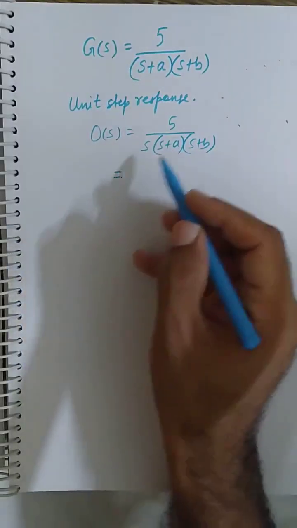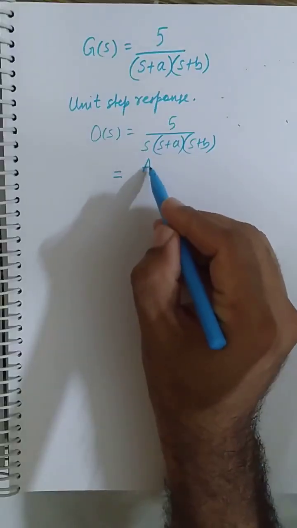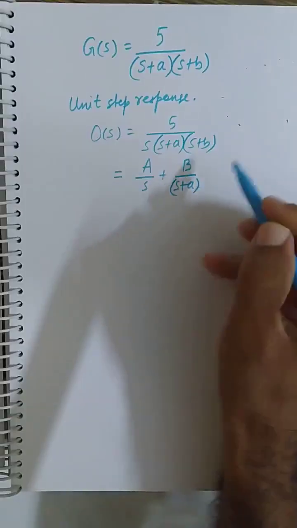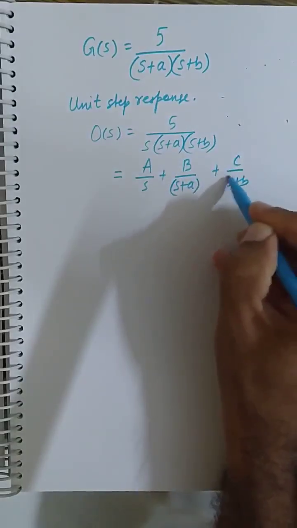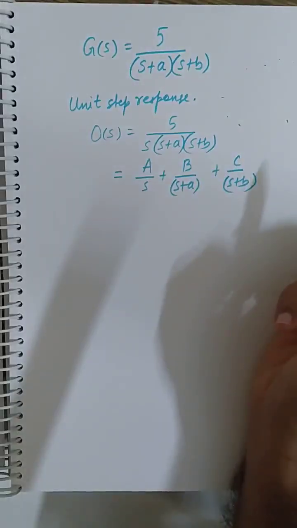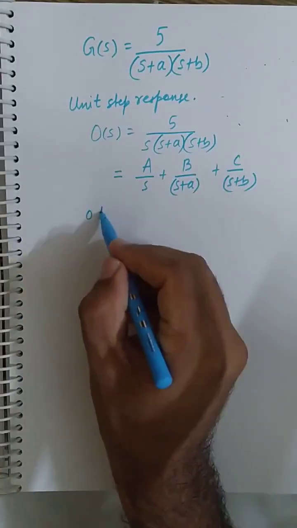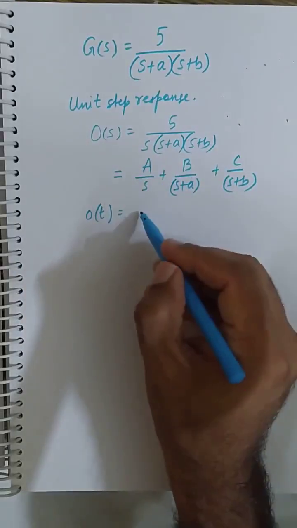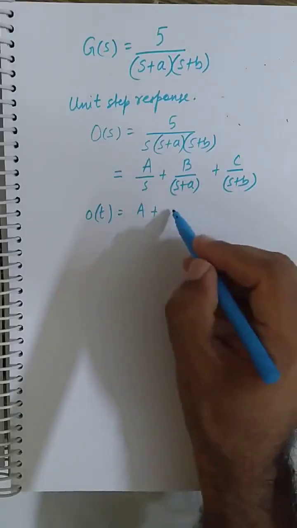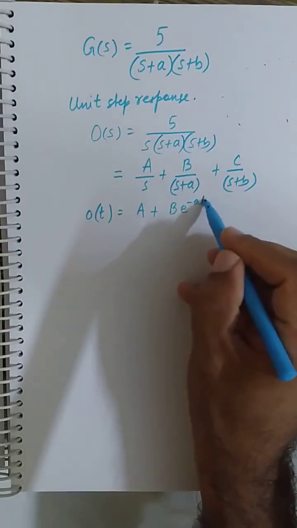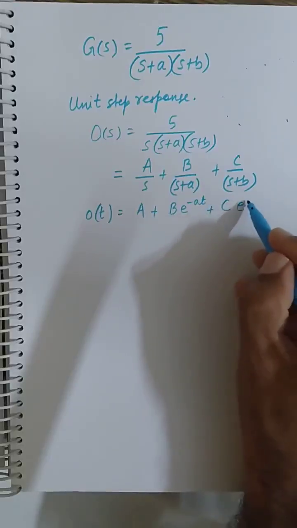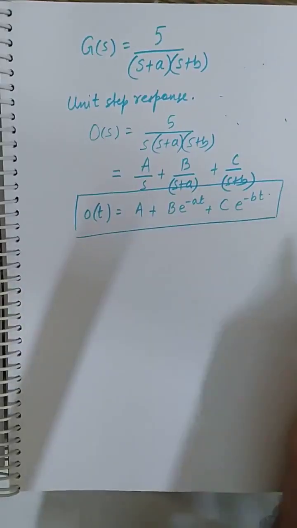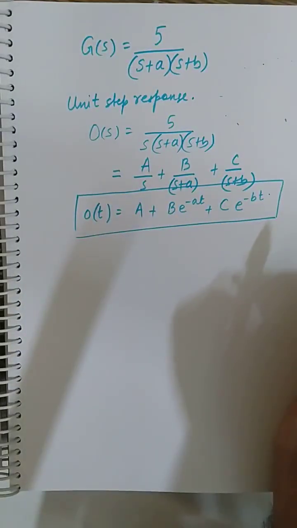I know that if I make partial fractions of this, then it will be some constant by s, some constant by s plus a, and some constant by s plus b. Finding these constants is straightforward, as we have done in the last class, and I know that my output will look something like this. So A by s, inverse Laplace transform will be a constant, this will be B e to the power minus a t, plus capital C e to the power minus b t. This is how the response will look, right? So this is pretty straightforward, right?